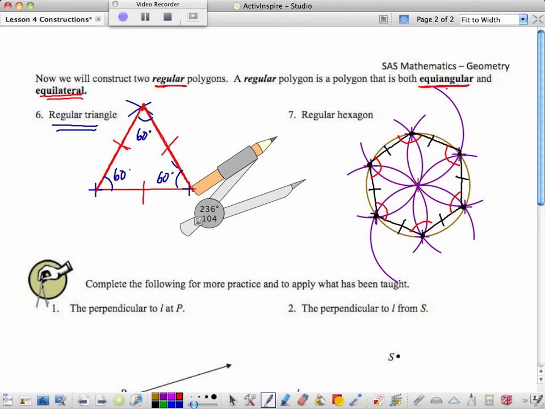Now the question might be why? Why does that work? And you know what? I'm going to leave that for you and your teacher to discuss in class. They'll probably discuss it when you do the regular polygon lesson. So this is how you do a regular hexagon. This is how you do a regular triangle. Why does it work? What did I really do here?